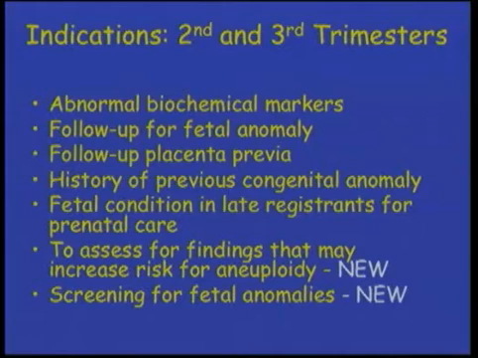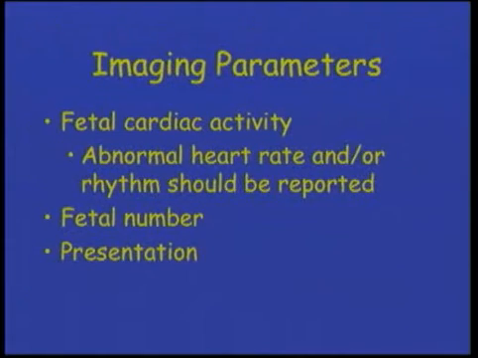Abnormal biochemical markers, follow-up for fetal anomaly, follow-up for placenta previa, history of previous congenital anomaly, fetal condition in late registrants for prenatal care, to assess for findings that may increase risk for aneuploidy, that is a new one for the 2007 guidelines, and screening for fetal anomalies.